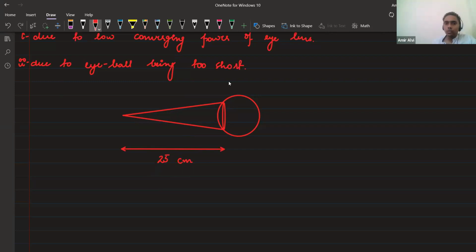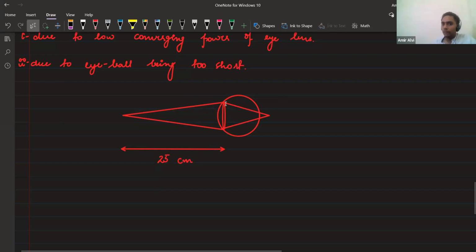Okay. So what will happen is that the light ray should converge at the retina. This is the retina. Yes or no, Bachu? But instead of that, the eye lens is not that capable to converge them at the retina. Instead, they will meet beyond the retina like this. So this is the hypermetropic eye.